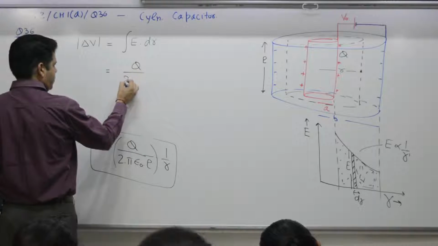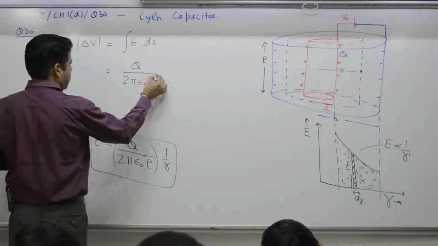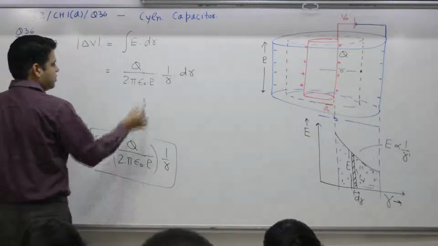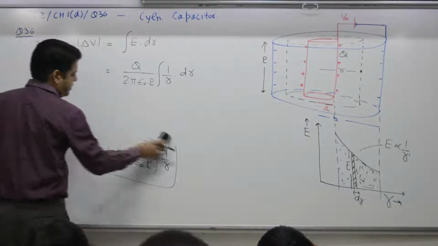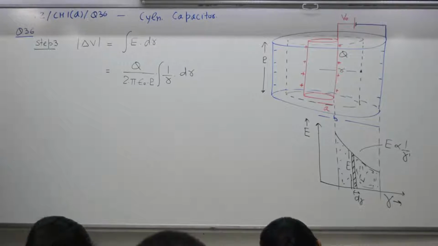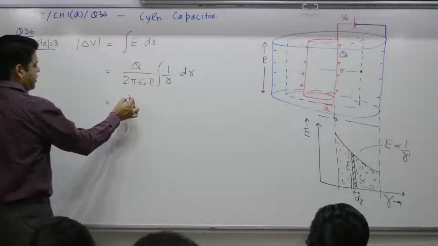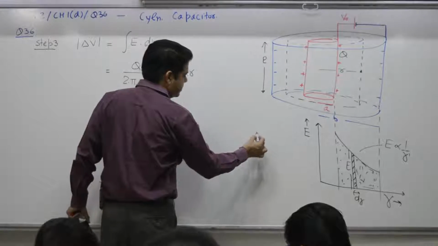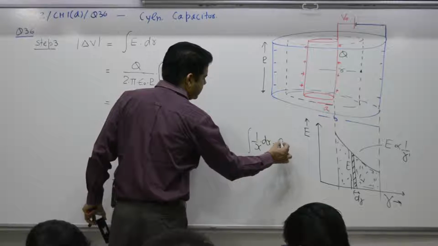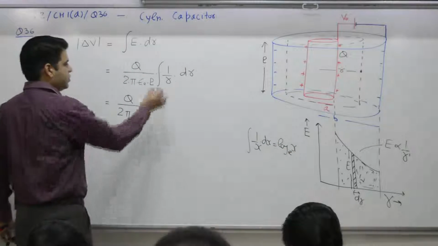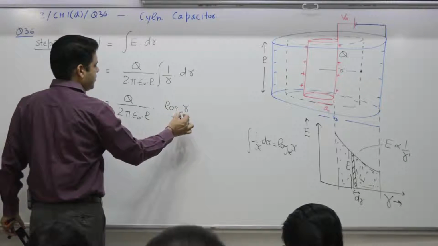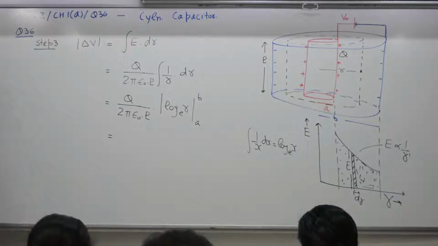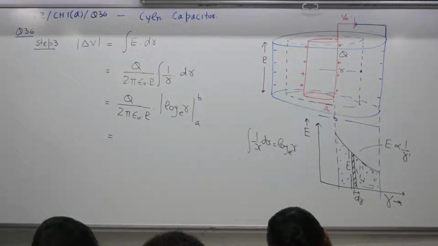E is equal to Q over 2 pi epsilon naught L, 1 by r dr. If you integrate this, Q over 2 pi epsilon naught L is constant, you can take it out. So it is integration of 1 by r. Integration of 1 by x with respect to x is log of x to the base e. So integration of 1 by r is log of r to the base e. You call this natural log. r varies from a to b. Put the value, upper limit minus lower limit.